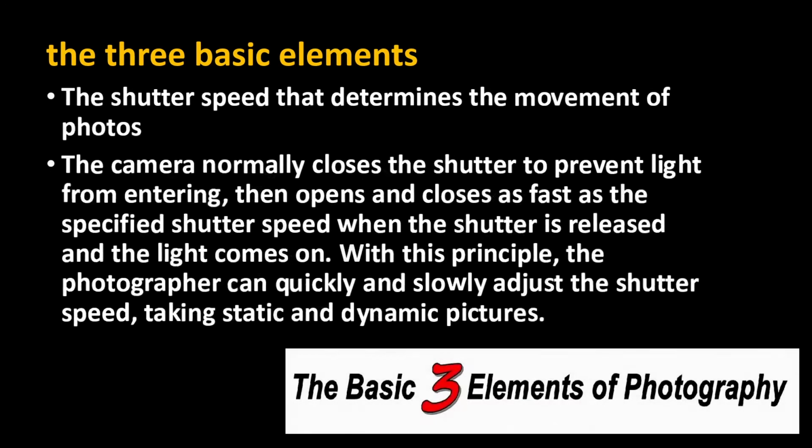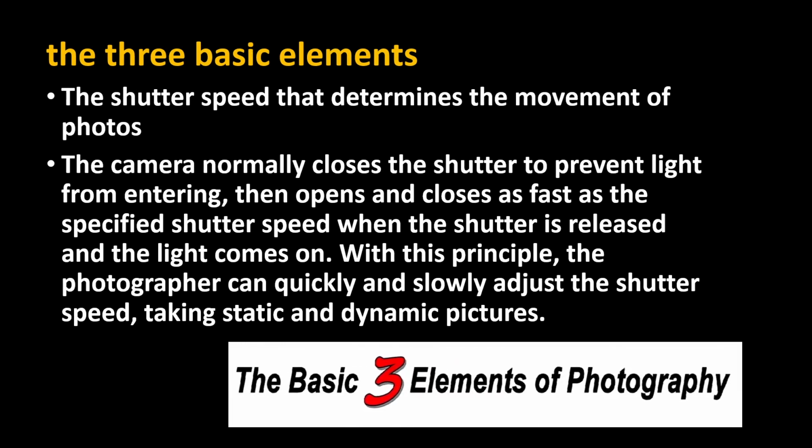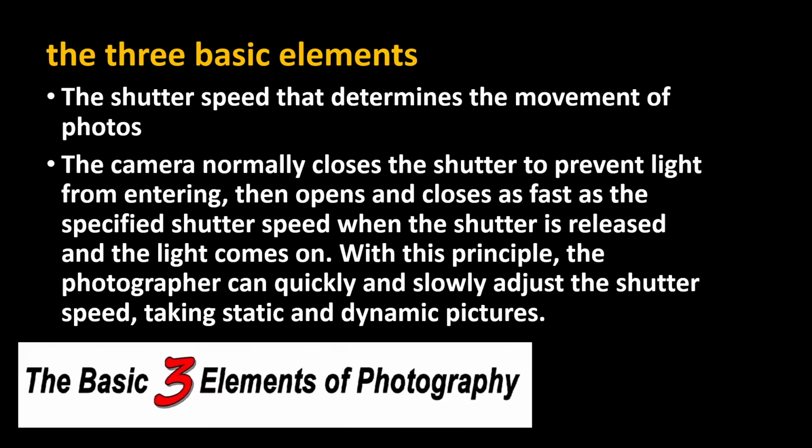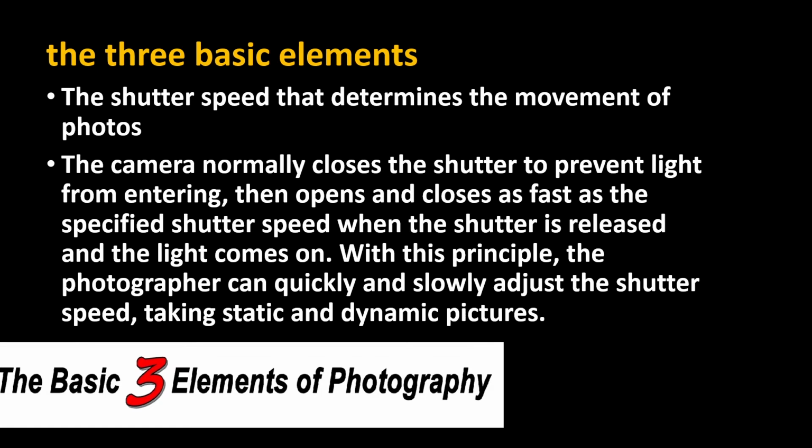The shutter speed determines the movement of photos. The camera normally keeps the shutter closed to prevent light from entering, then opens and closes it as fast as the specified shutter speed, letting light in when the shutter is released. With this principle, the photographer can adjust the shutter speed quickly or slowly, taking static and dynamic pictures.